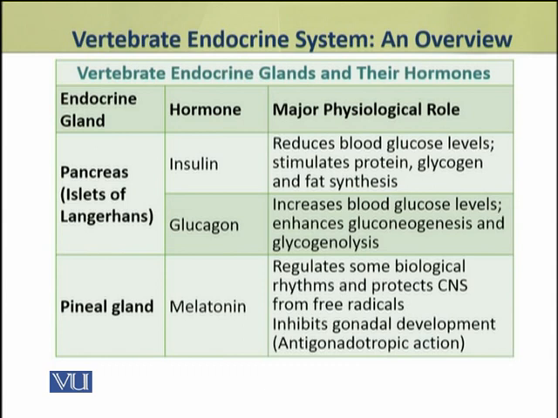Dear students, the pancreas is a dual gland. It has an exocrine part that produces the digestive pancreatic juice, but it also has islets of Langerhans which are endocrine in their function. They produce two hormones, insulin and glucagon. The next gland is the pineal gland. The pineal gland produces a hormone which is called melatonin, and this melatonin is very important in circadian rhythms.